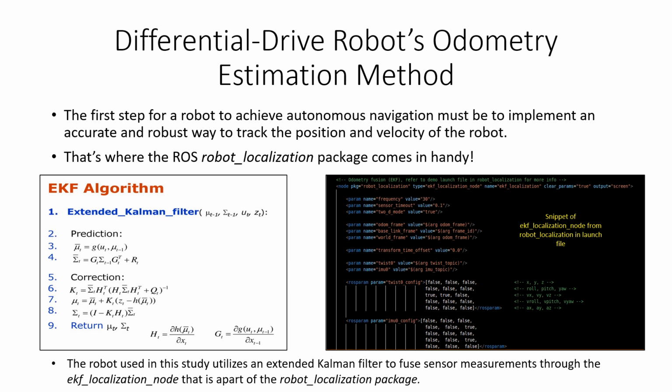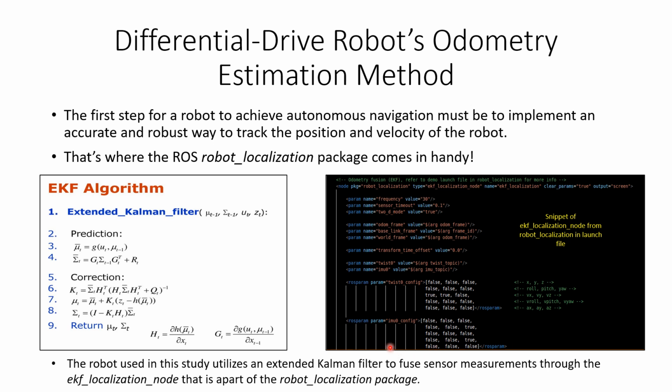For this study, I decided to use the extended Kalman filter algorithm, and we can see in the picture on the left some pseudocode of the extended Kalman filter where you have a prediction step and a correction step. The prediction step is the algorithm predicting where the robot potentially is, and then based off of sensor measurements, there's a correction step where it fixes that prediction to find the most optimal state estimate of where the robot could be. And on the right side, this image represents some pseudocode of the extended Kalman filter in action from the robot localization package.